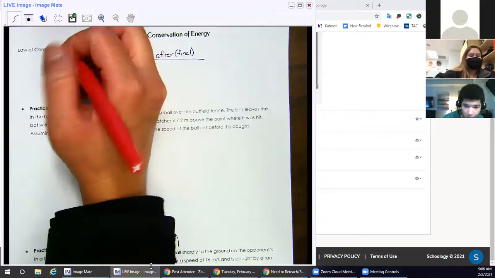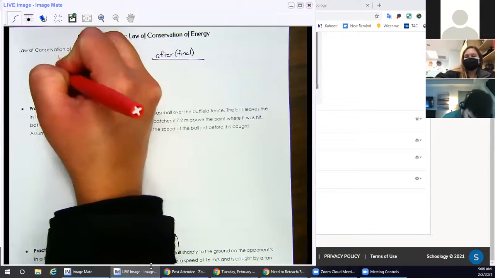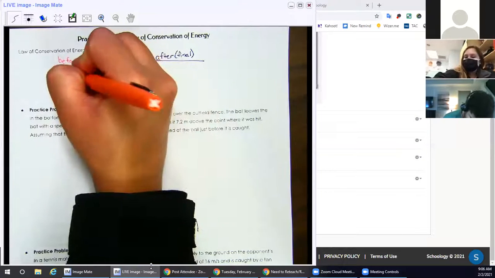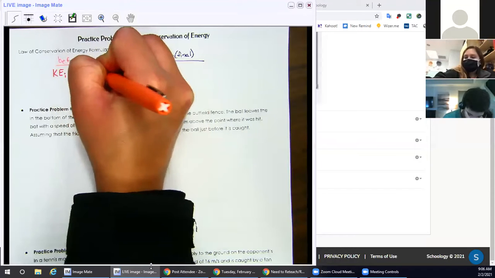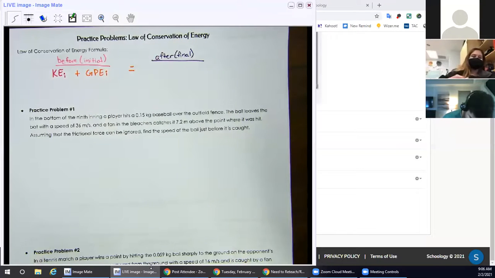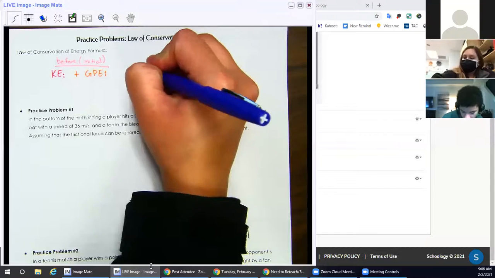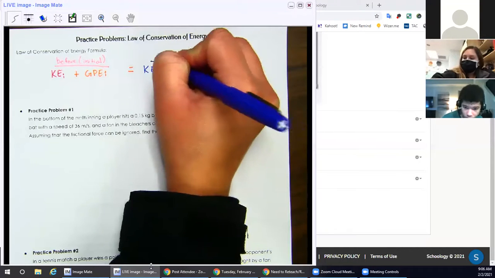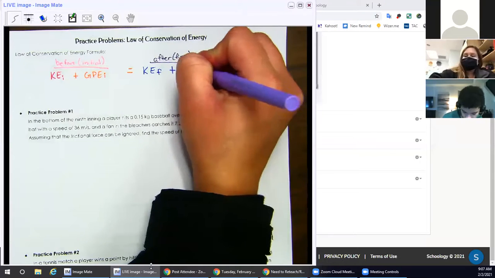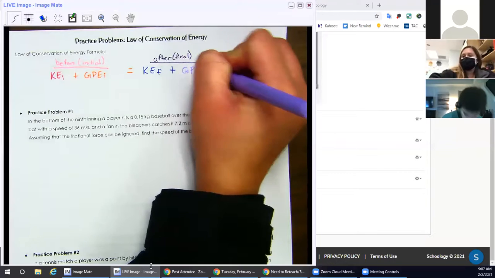Okay, so for the before, you're going to have your kinetic energy, initial, plus your gravitational potential energy, initial, and all of that is going to equal your kinetic energy final plus your gravitational potential energy final.